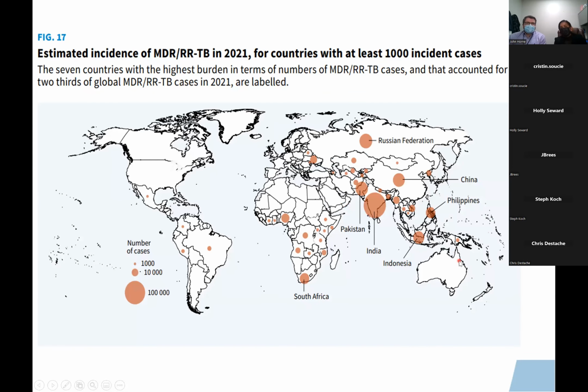And of course, one of the things Dr. Horn and I worry about is resistant TB. Multi-drug resistance. Yes. And you can see in the graph the seven countries with the highest burden. So India, Pakistan, Russia, China, Philippines, Indonesia, and then South Africa.